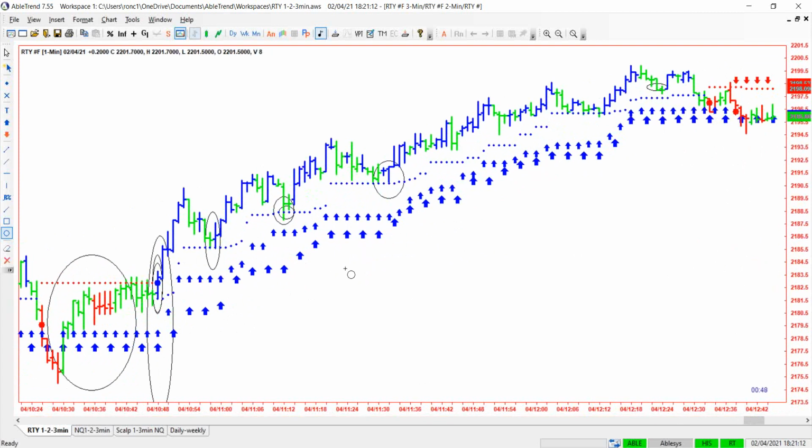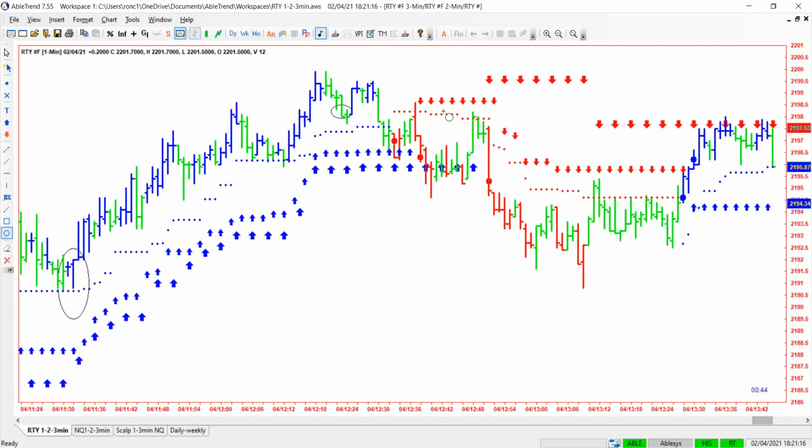AbleTrend gave that to all of us. So that's a good one right there. Russell was on fire today. Absolutely on fire. There's a short signal. You got to have that big arrow.